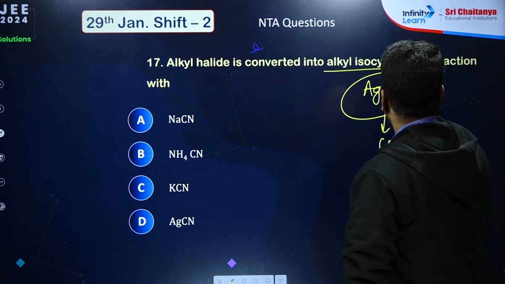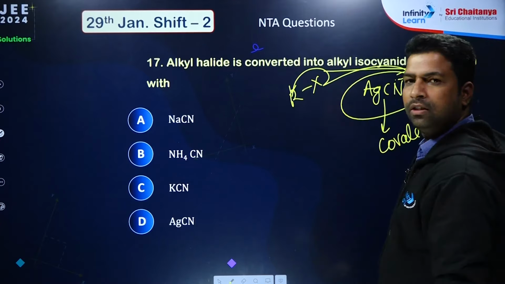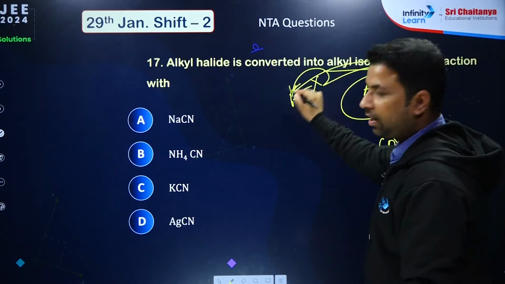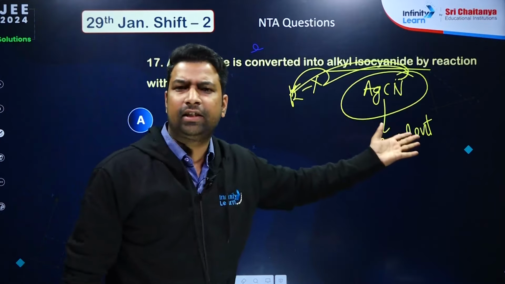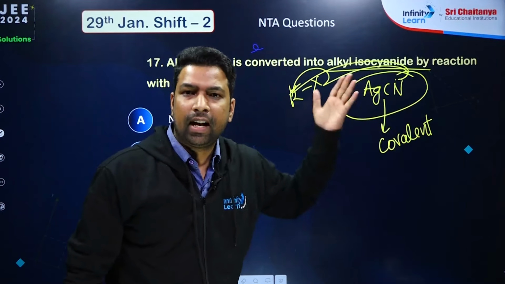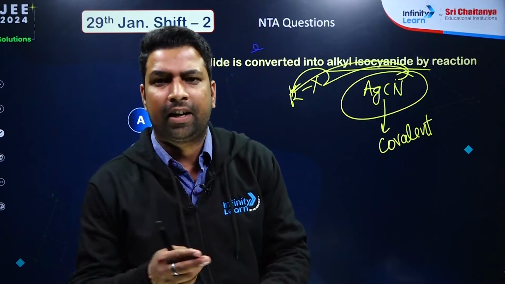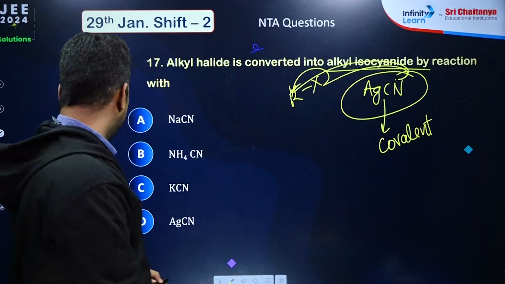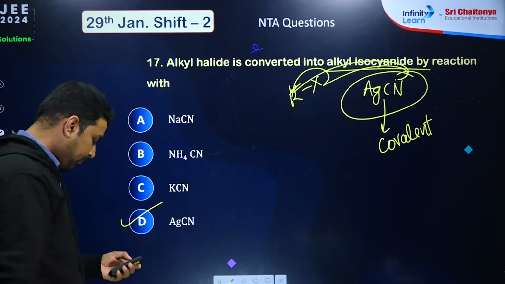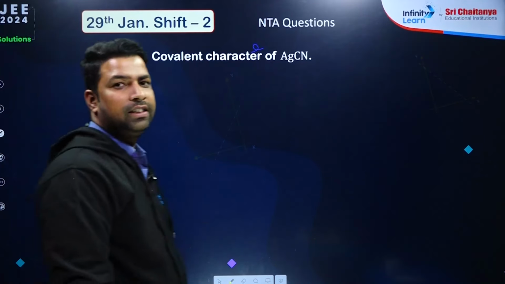And the lone pair of nitrogen will attack on R-X. The lone pair of nitrogen attacks on R and gives isocyanides. This is directly given in NCERT. If you just open the first 2-3 pages of the NCERT chapter on haloalkanes and haloarenes, you will get this example. So I think D will be your right answer, and the same covalent character of AgCN.